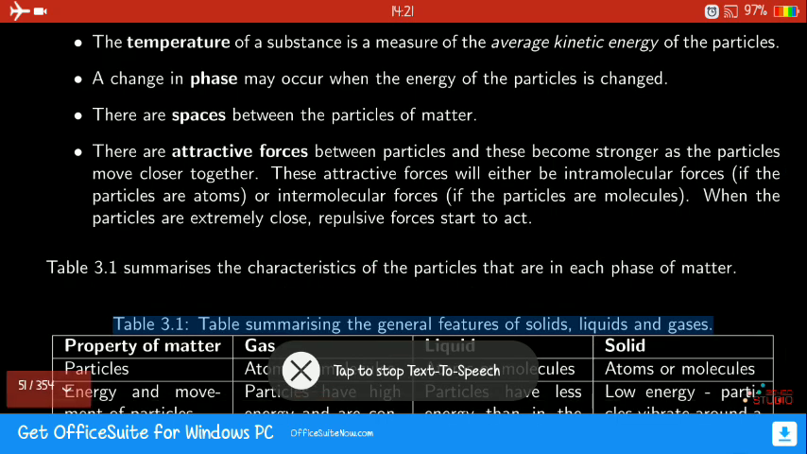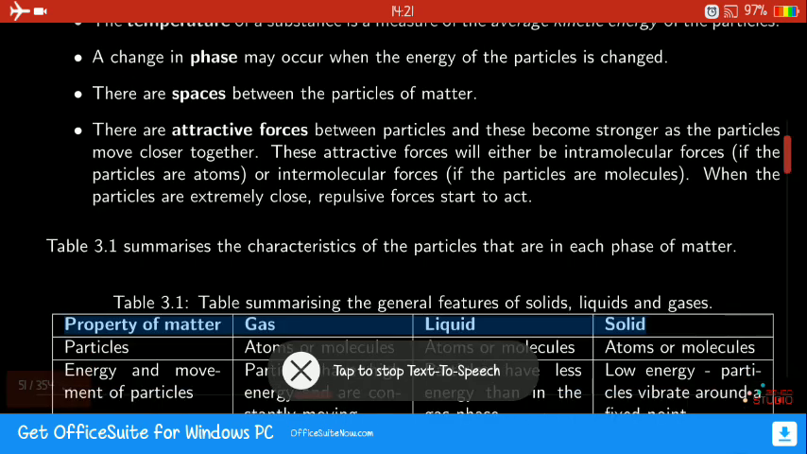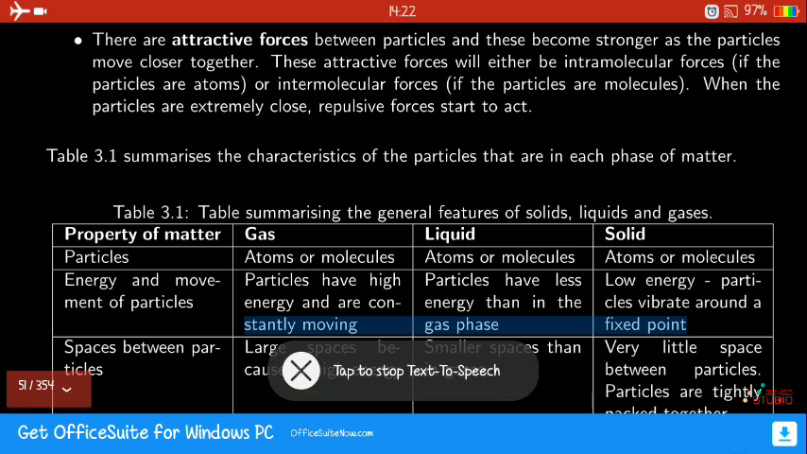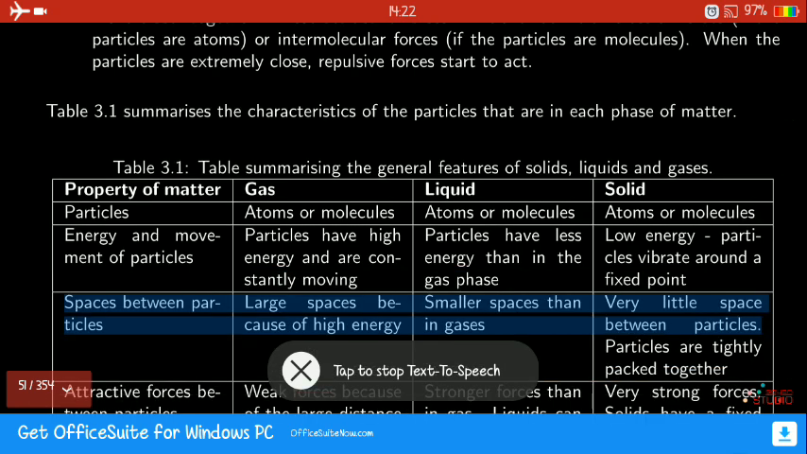Table 3.1: table summarizing the general features of solids, liquids, and gases. Property of matter: gas, liquid, solid. Particles: atoms or molecules. Energy and movement: gas particles have high energy, liquid particles have less, solid particles have low energy and vibrate around a fixed point. Spaces between particles: large spaces in gases because of high energy, smaller spaces in liquids, very little space in solids.